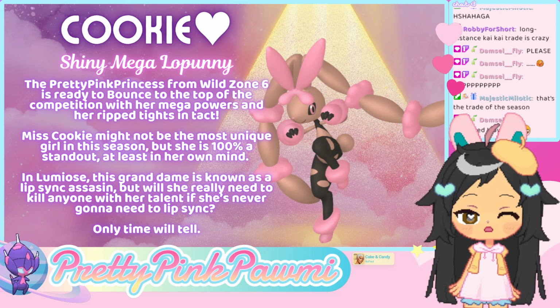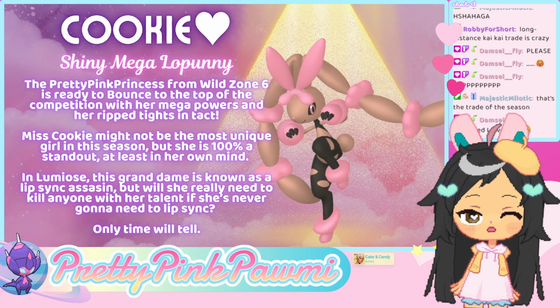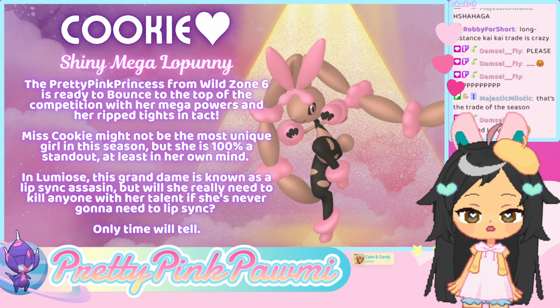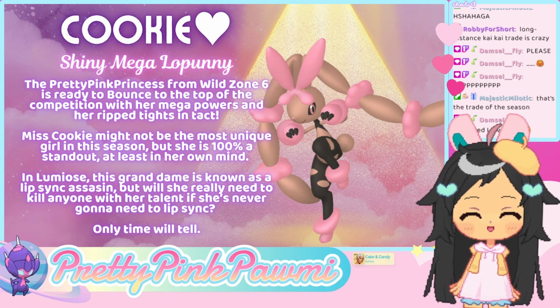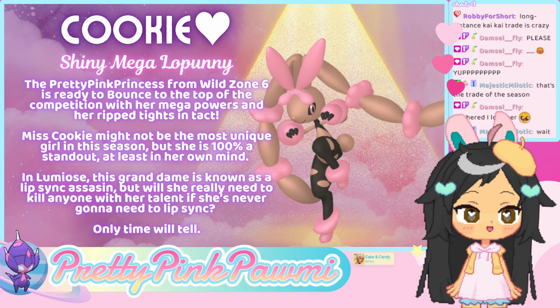Cookie, the shiny Mega Lopunny. The Pretty Pink Princess from Wild Zone 6 is ready to bounce to the top of the competition with her mega powers and her riptides intact. Miss Cookie might not be the most unique girl in this season, but she is 100% a standout, at least in her own mind. In Lumiose, this Grand Dame is known as the lip sync assassin, but will she really need to kill anyone with her talent? That's what it says. If she's never gonna need to lip sync, only time will tell.